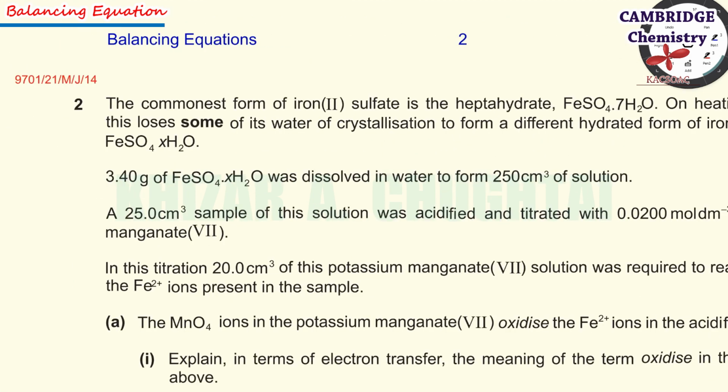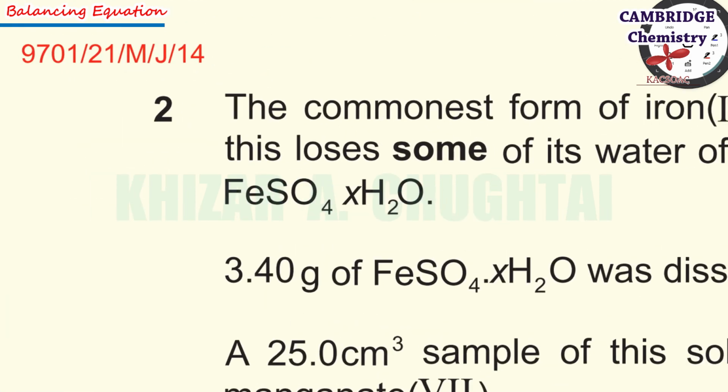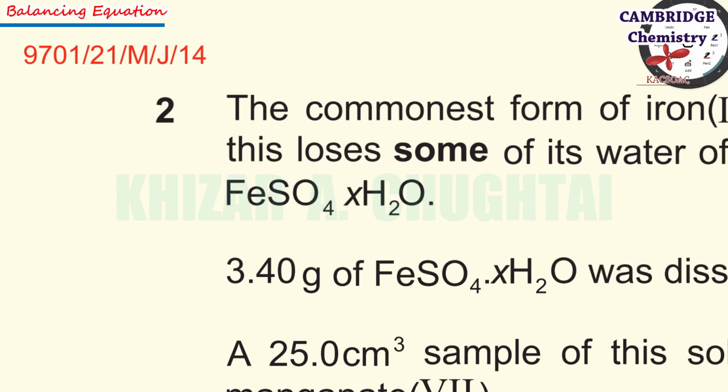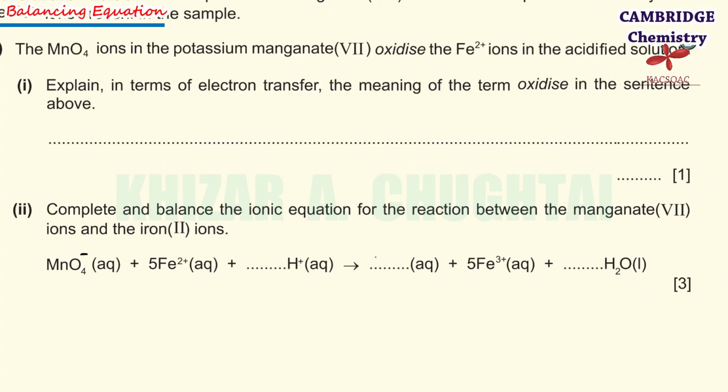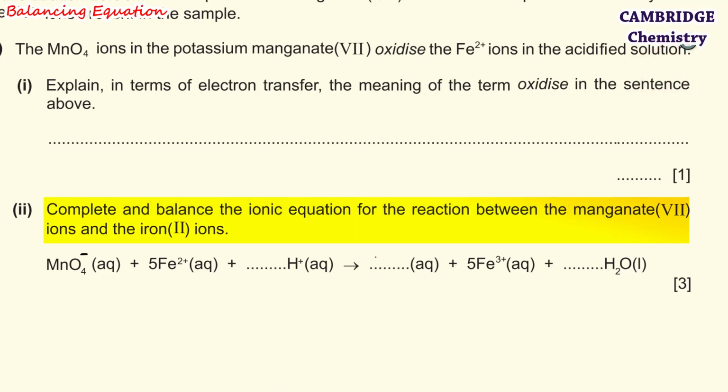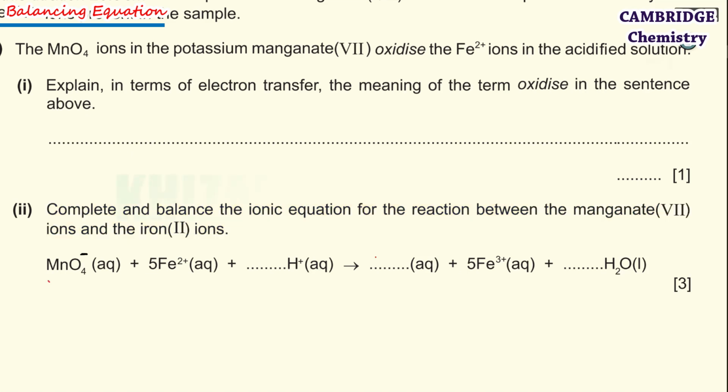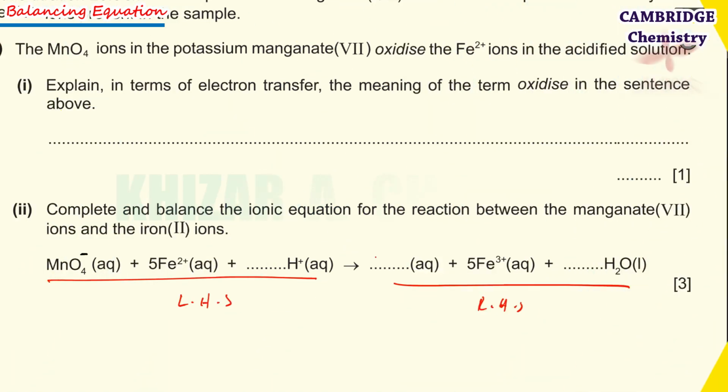Now come to the next question, that is from May June 14-1. That is from an AS chemistry question. Okay, now come towards this question: complete and balance the ionic equation for the reaction between manganate ion and iron 2 ion. So on the left hand side there are 3 species. This is the left hand side and this is the right hand side.